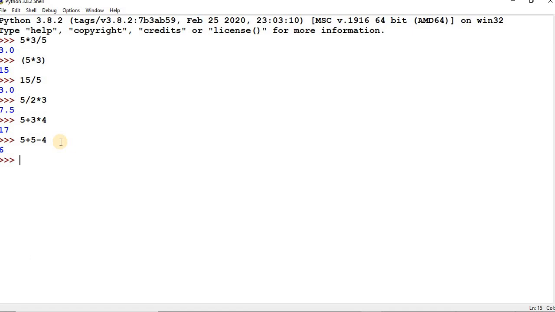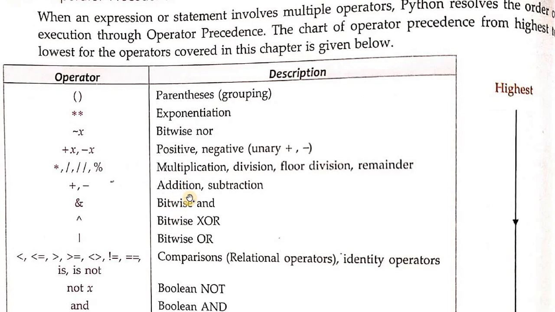Now suppose the subtraction sign appears first: 5 minus 5 and plus 2. So 5 minus 5 will execute first, and then the 2 will be added. So only 2 is the result, because 5 minus 5 is 0, and 0 plus 2 is 2. Okay, hope you have understood the meaning of this priority of operators.